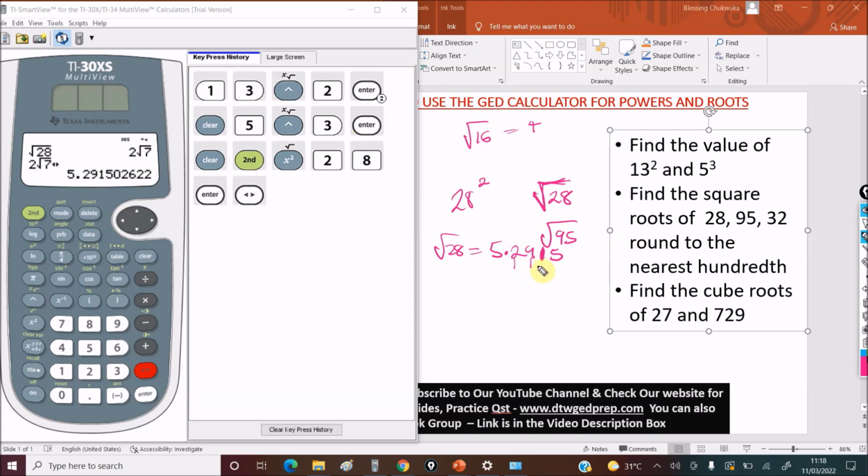Immediately after the 100 value, what is the next number? 1. So you ask yourself, is 1 greater than 5 or equal to 5? It is not greater than 5 or equal to 5. So we can't round up a 1 to add to this 9. So our final answer will be 5.29. Can you see that? That's our final answer.